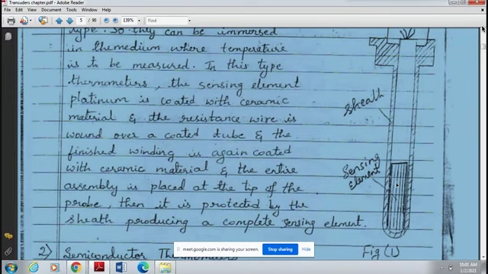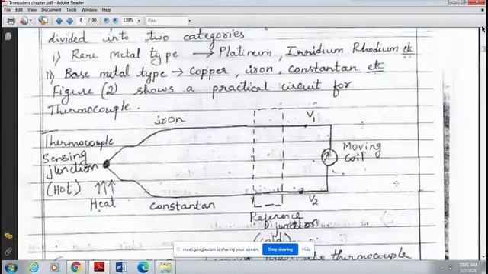part which consists of the sensing element will be covered by the shield. That will be covered by the shield, and this is called the sensing element. The entire unit is called the sensing element. This sensing element will be immersed in a medium wherever the temperature has to be measured. In this way the resistance temperature detector is going to work.